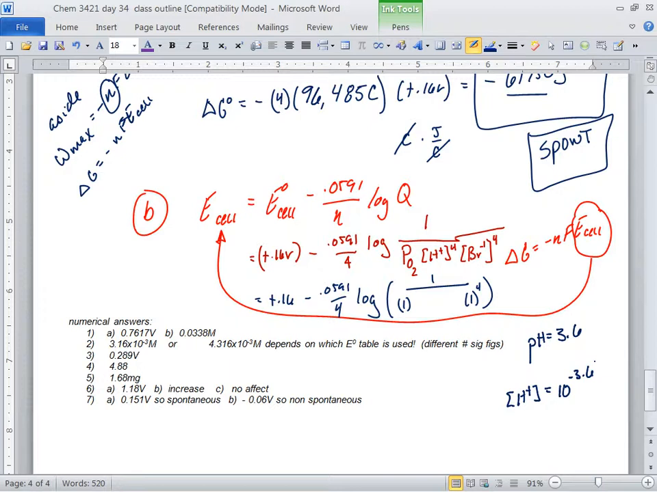So what is 10 to the negative 3.6? 2 point 5 12 times 10 to the negative 4. And it has to be raised to the 4th power. Okay, so you have to figure out this logarithm, right? And take it times the negative 0.0591 divided by 4, add it to 0.16, and you get so many volts.